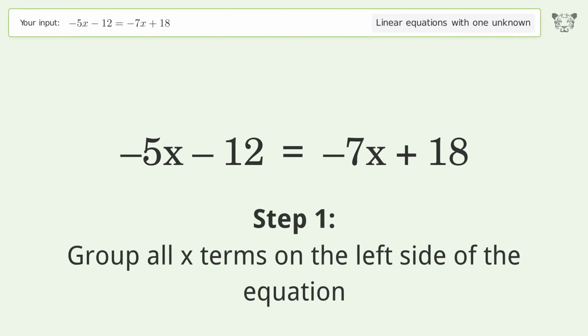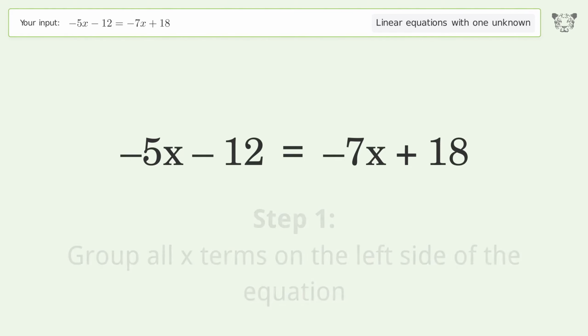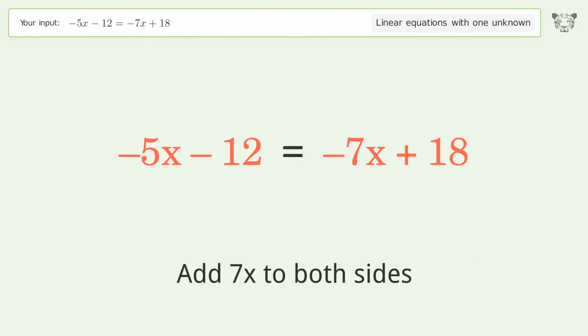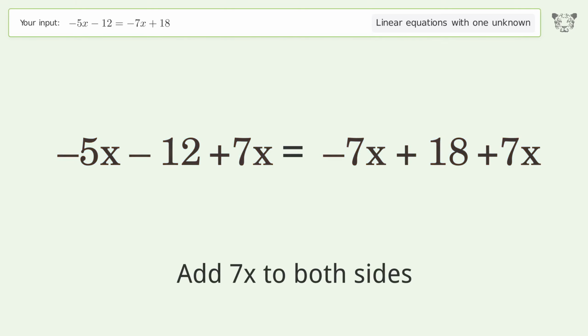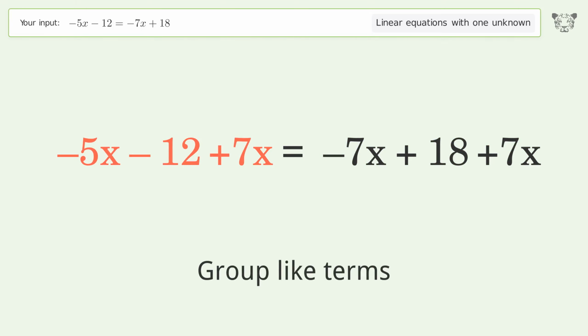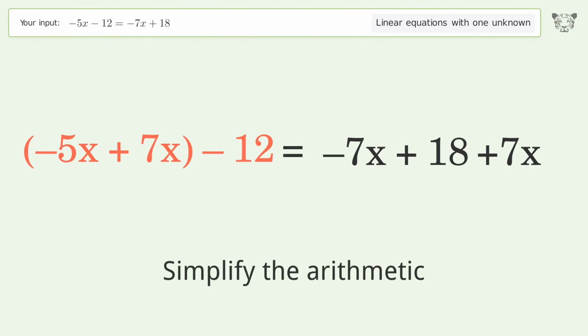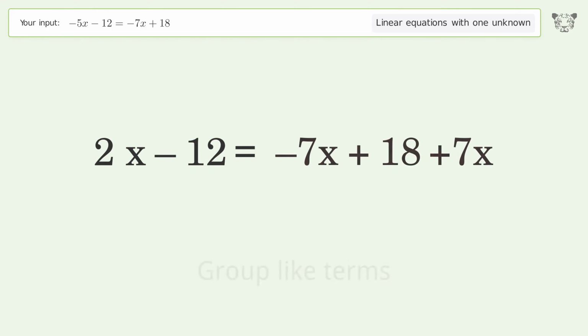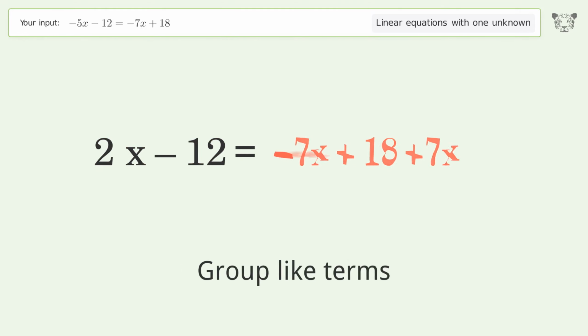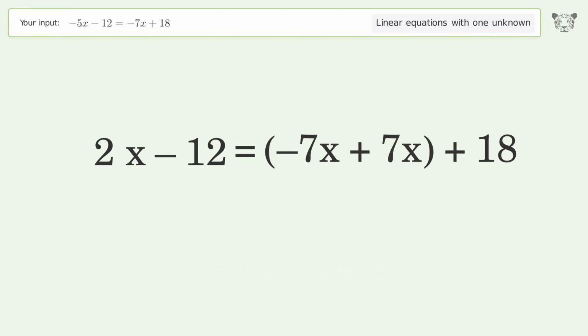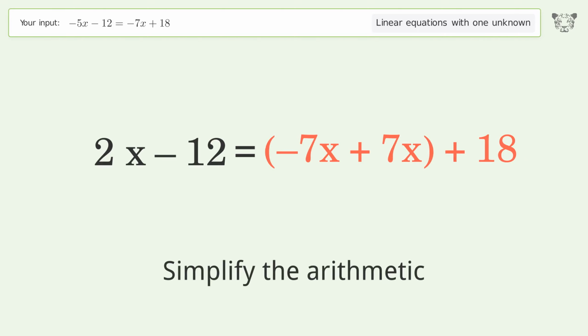Group all x terms on the left side of the equation. Add 7x to both sides. Group like terms. Simplify the arithmetic. Group like terms. Simplify the arithmetic.